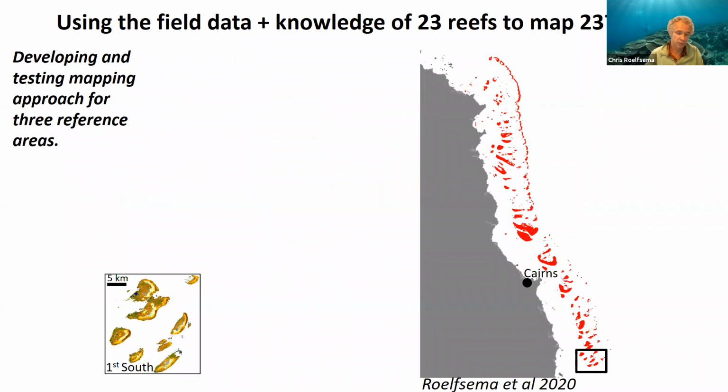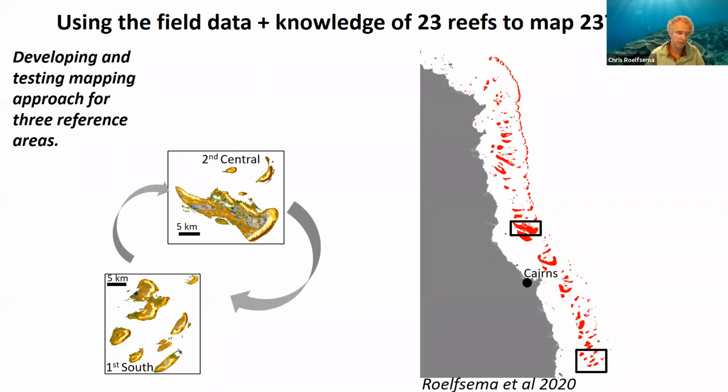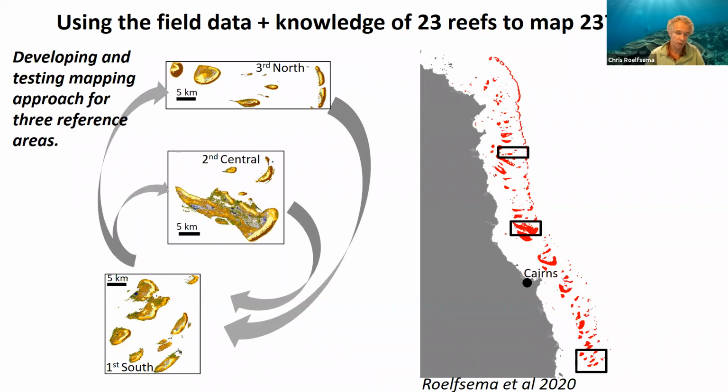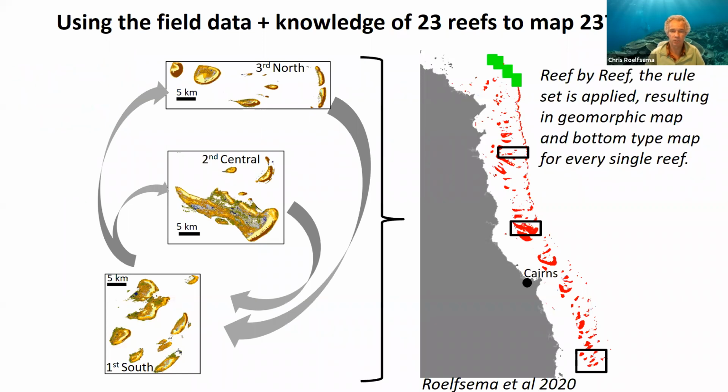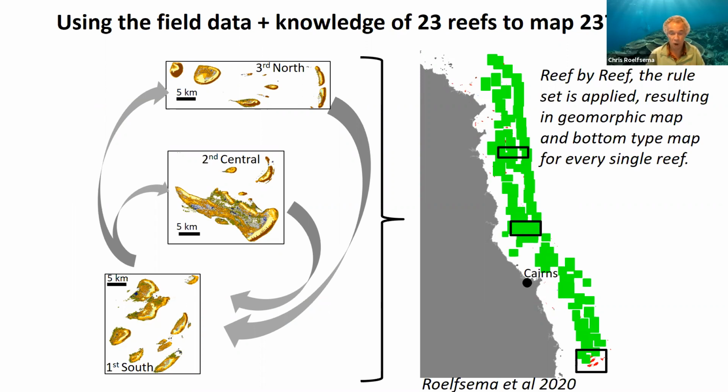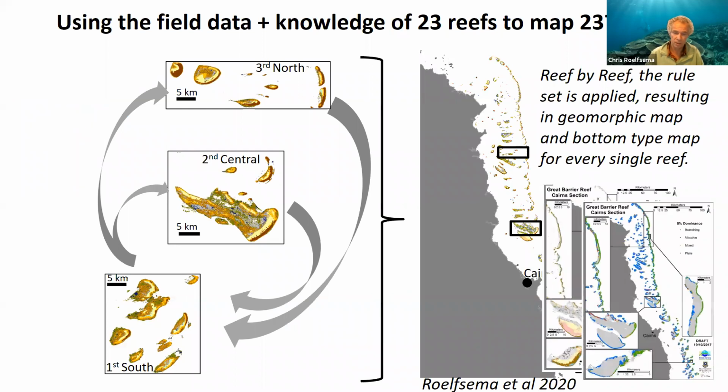As a result of that, we first initially focused on applying the rule sets to a small area, and then apply it to another area, improving it, do it for another area, and then said, okay, that works, let's now apply it to every single reef. And that process resulted in a geomorphic map, but also a benthic and a predicted coral type map, which is the first of its kind for that part of the Great Barrier Reef at that level.